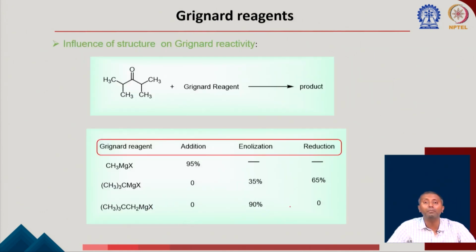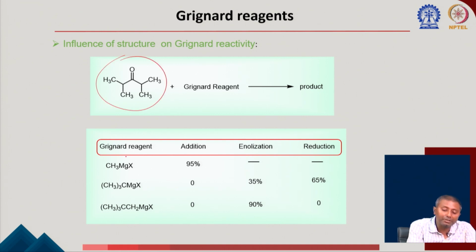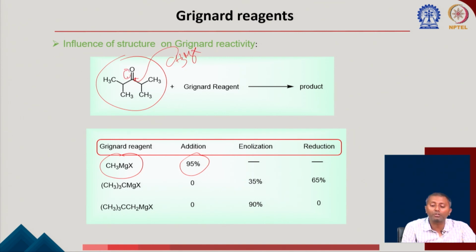Here is an example I am trying to show you. You will be convinced with this data. If you start with this ketone and treat it with the Grignard reagent CH3MgX, you see 95% of 1,2 addition, meaning the CH3MgX is adding to the carbonyl group to form the corresponding product, which on treatment with H3O+ is going to form the OH with the CH3. So this will be your 1,2 product.